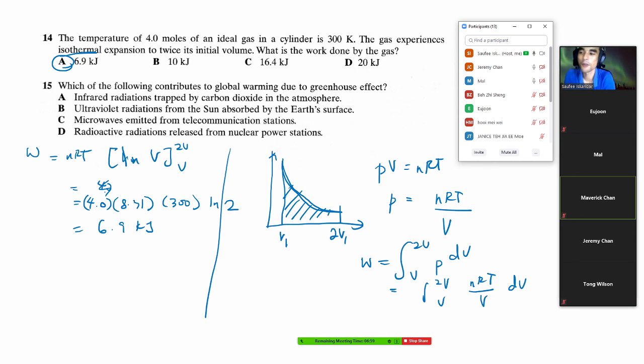Number 15. Which of the following contributes to global warming due to greenhouse effect? A, sir, A. Correct. It's A. Infrared radiation trapped by carbon dioxide in the atmosphere. B, why can it not be? Maverick, why can it not be? Sir, it's not absorbed by the Earth's surface.